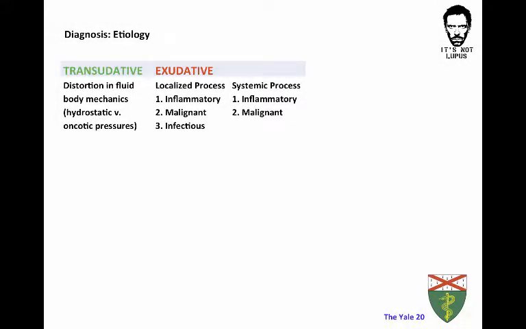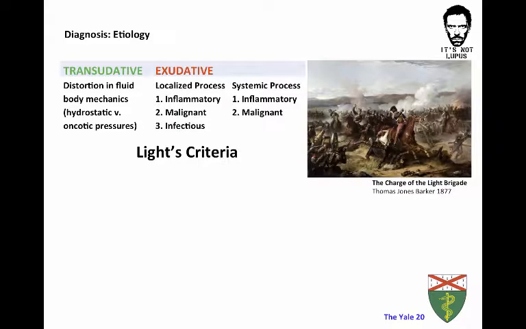And so what we're talking about here with these transudative and exudative processes are those that cause fluid to leak out because of some sort of distortion in body mechanics. Exudative processes, which can be localized to the pleural space itself, or systemic processes, are generally inflammatory in nature, occasionally of infectious or malignant etiology. And so when we think about evaluating these, what we're really talking about is Light's criteria.